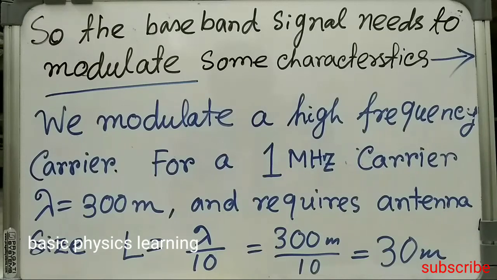Instead, we modulate a high frequency carrier. Thus, we translate the signal spectrum to the region of carrier frequency that corresponds to a much smaller wavelength. For example, a 1 MHz carrier has a wavelength of only 300 meters and requires an antenna whose size is of the order of 30 meters. In this respect, modulation is like letting the baseband signal hitchhike on a high frequency sinusoidal carrier.